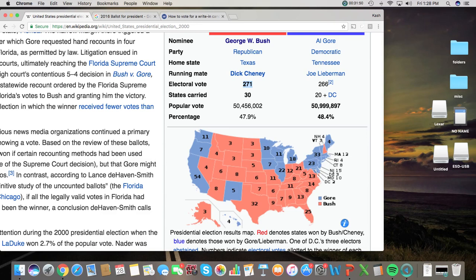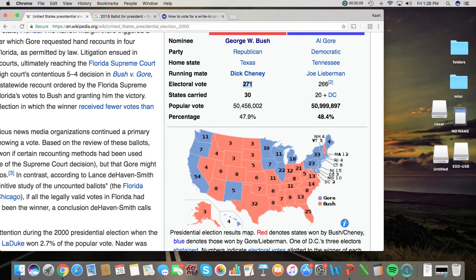But it all comes down to Florida, doesn't it? Because if George Bush wins Florida, you can see it brings him up to 271. If Al Gore wins Florida, it'll bring him up to 266 plus 25, which gives you 291 electoral votes. So it's all riding on Florida. How do we decide who gets the Floridian vote? Well, don't you remember that Florida is a winner-takes-all system? The people of Florida go out and they vote, right? And whoever receives the most votes, the plurality, will receive all of that state's electoral votes.